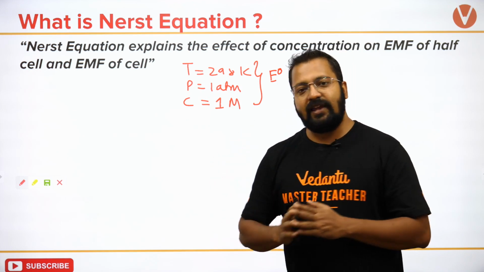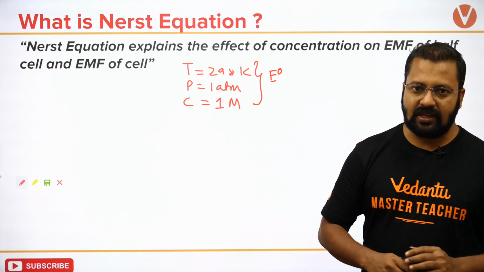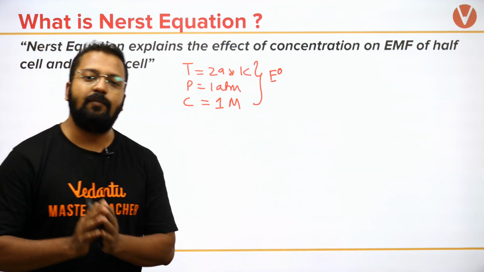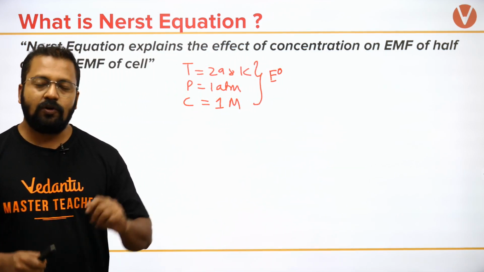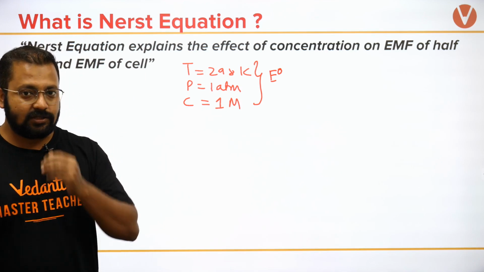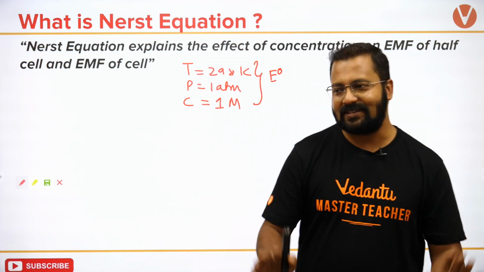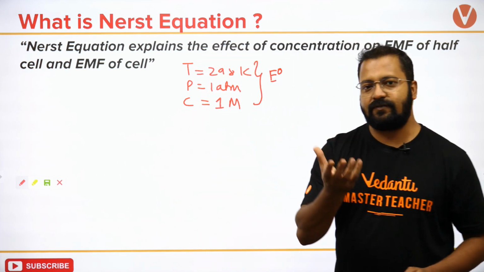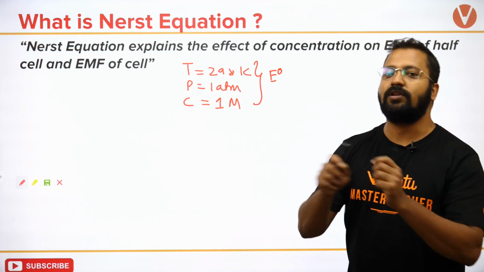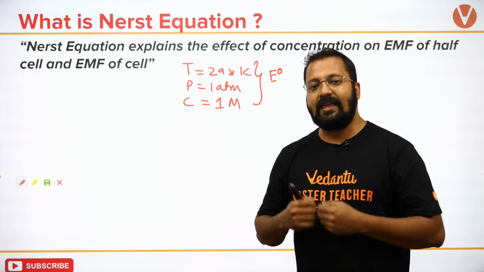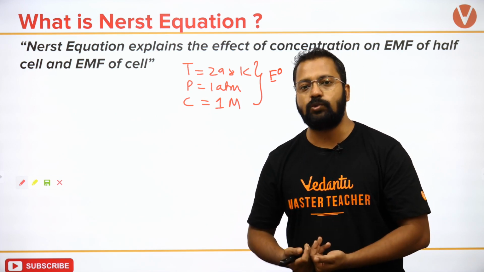To identify that, Nernst equation is given. To identify to what extent it will change, we give the Nernst equation. So the cell potential is going to change. Nernst equation is not just given for fun by somebody. Nernst equation is used to account for the change. It is given to calculate how much change will happen.